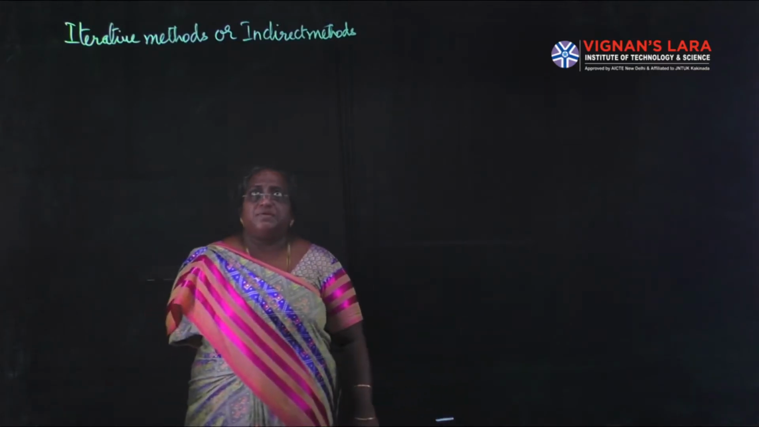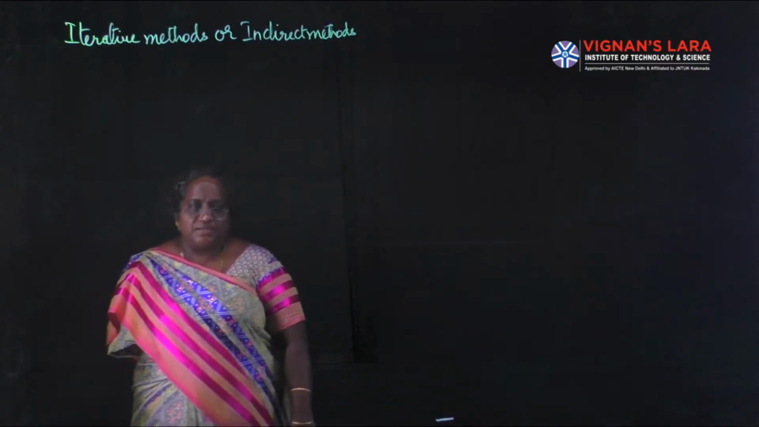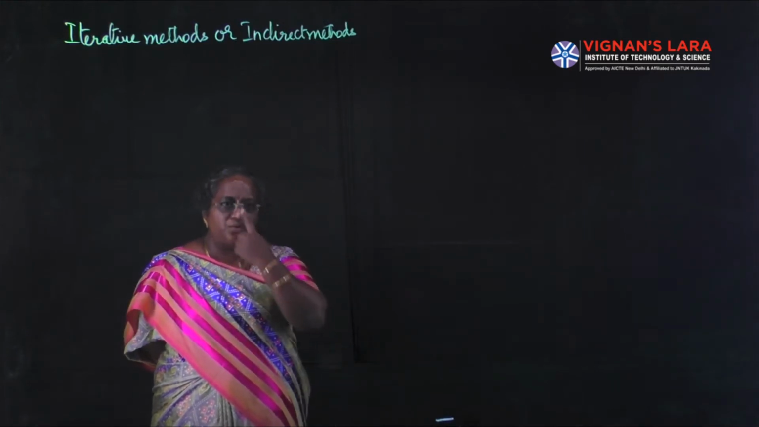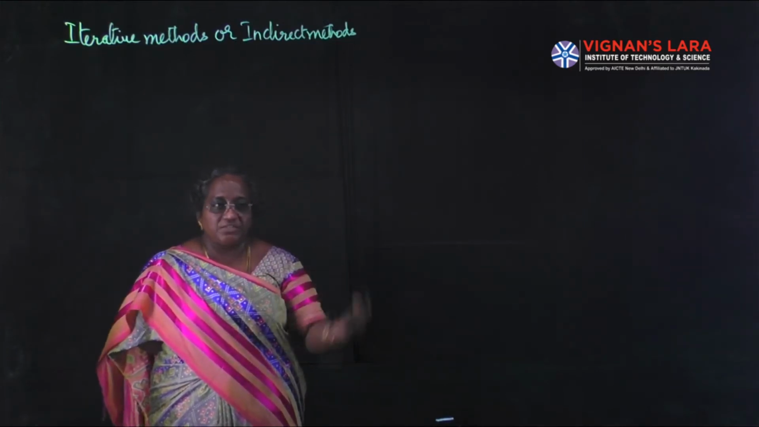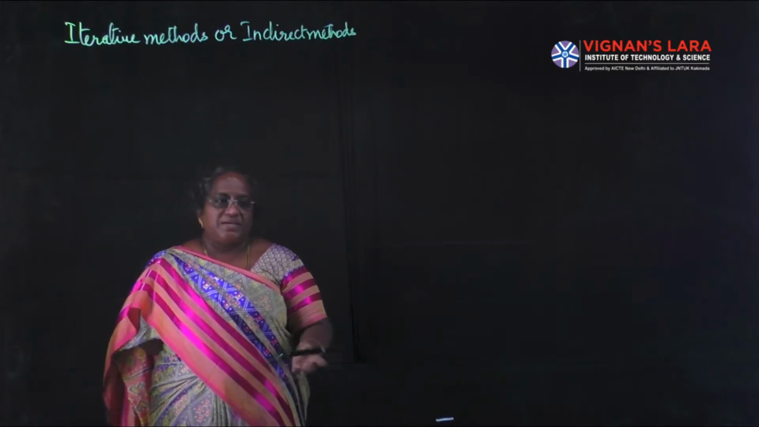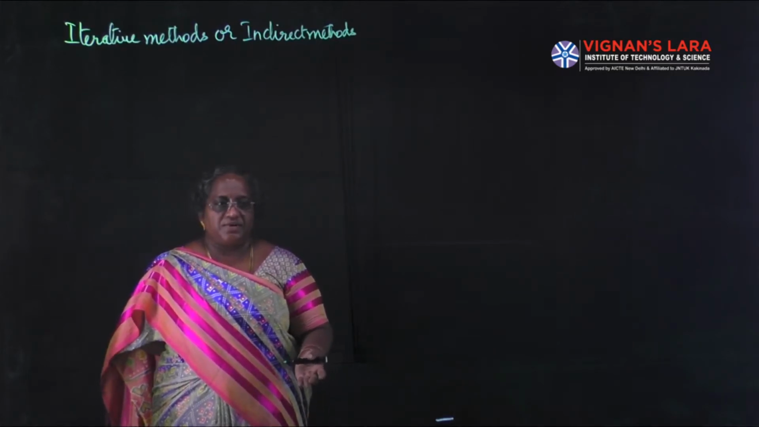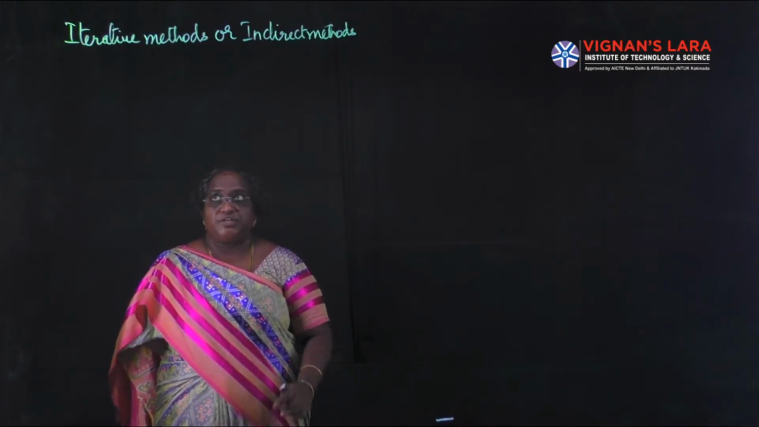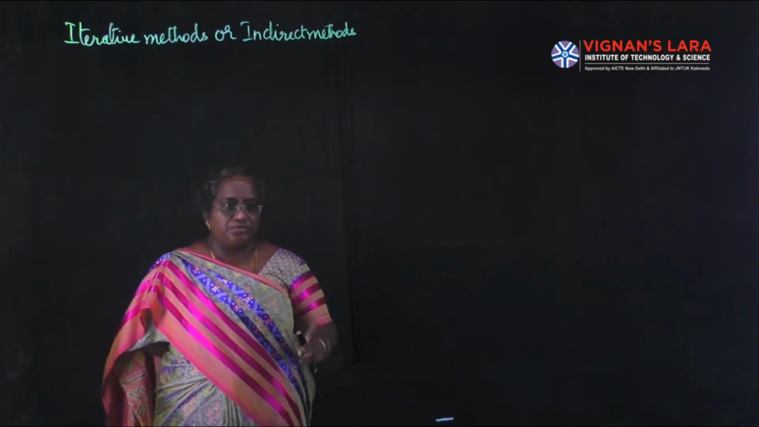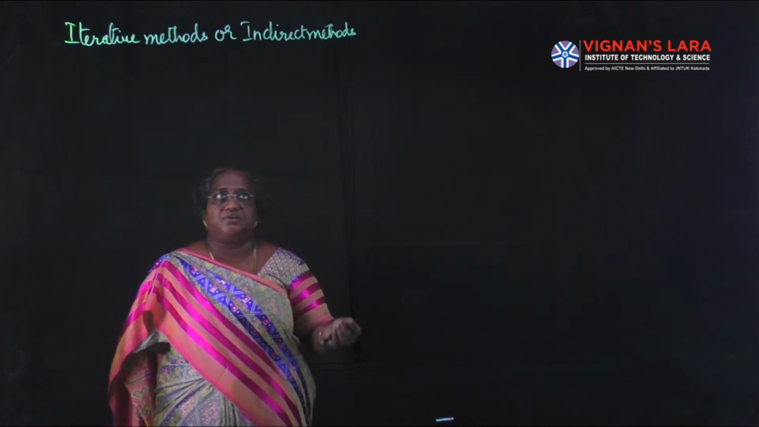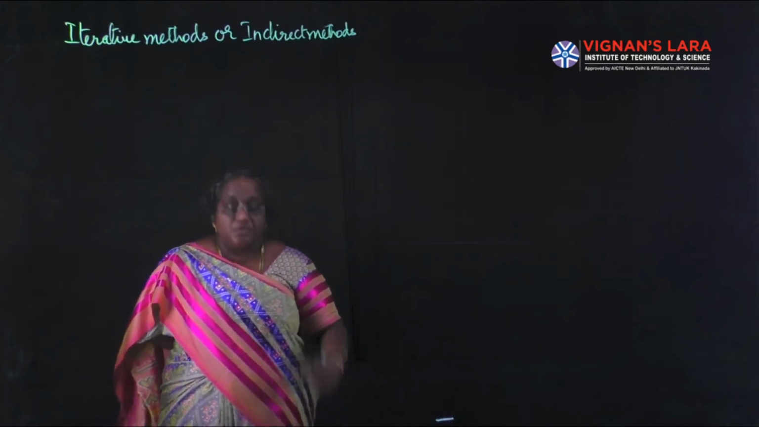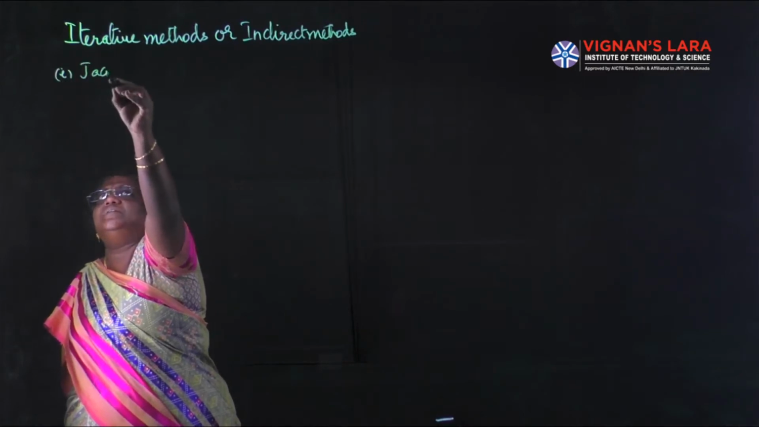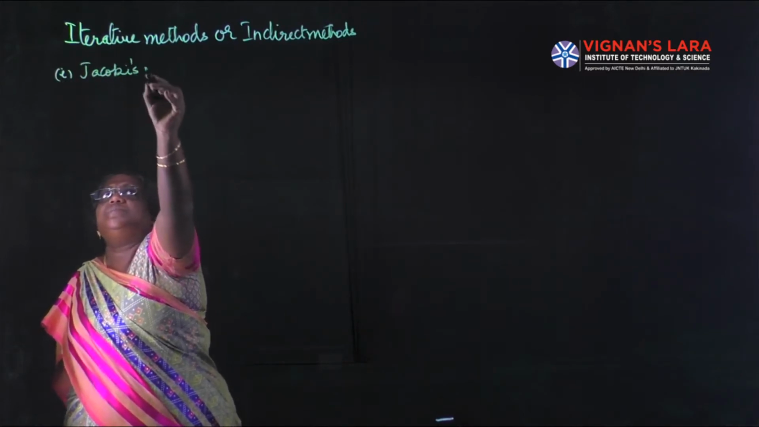Good morning, everyone. Regarding the third unit, we have seen the different numerical methods of finding roots or solutions, like the bisection method, secant method, regula falsi method, iteration method, and Newton-Raphson method. In addition to those, we have two other methods, called iterative methods or indirect methods. The first one is Jacobi's method.